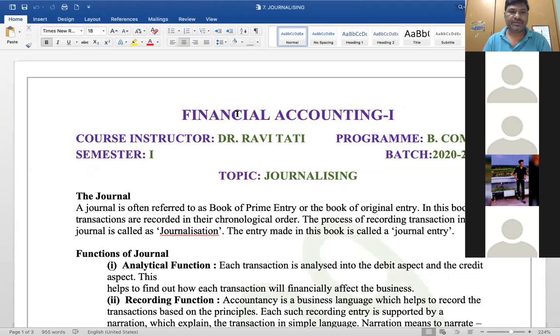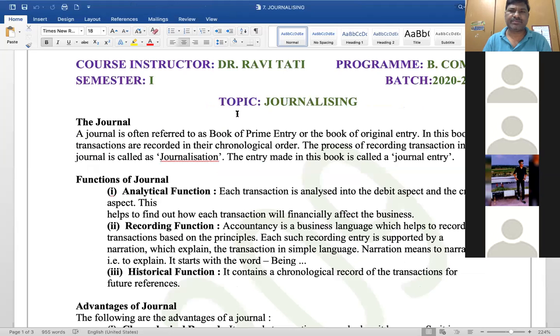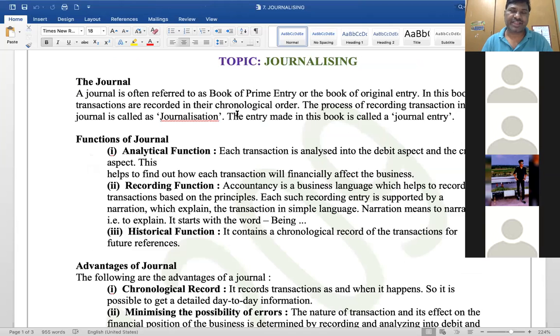So journal is a book, okay? It is known as a book of original entry or a primary entry. When a transaction takes place for the first time, you will record it in this book. It's a primary book. It is the first book in accounts. For the first time, if any business transaction takes place, you record it here.